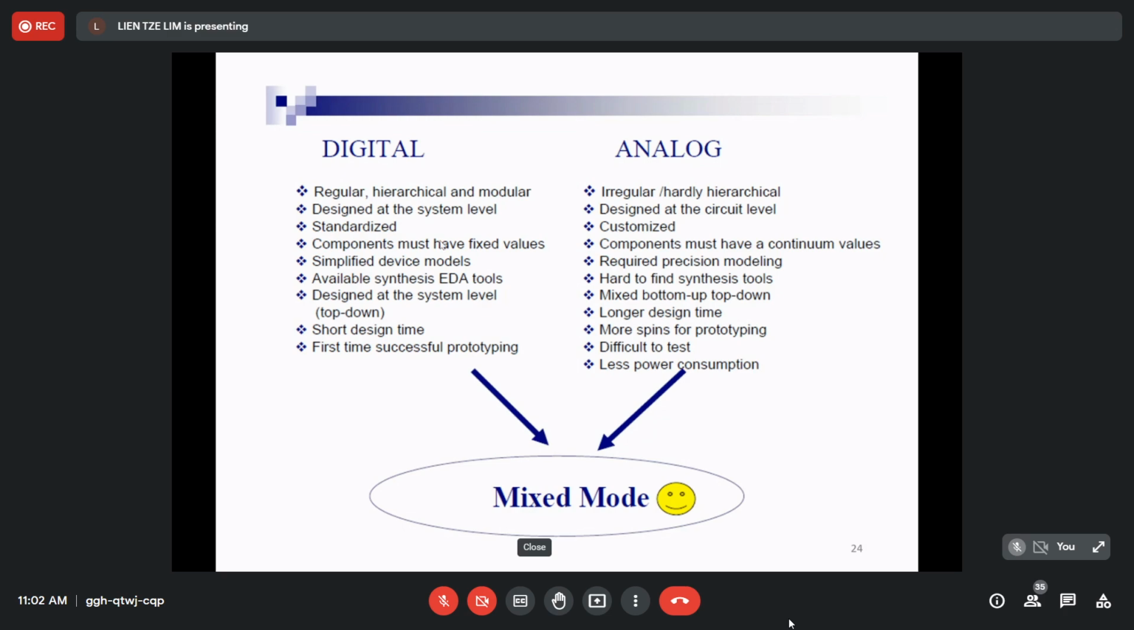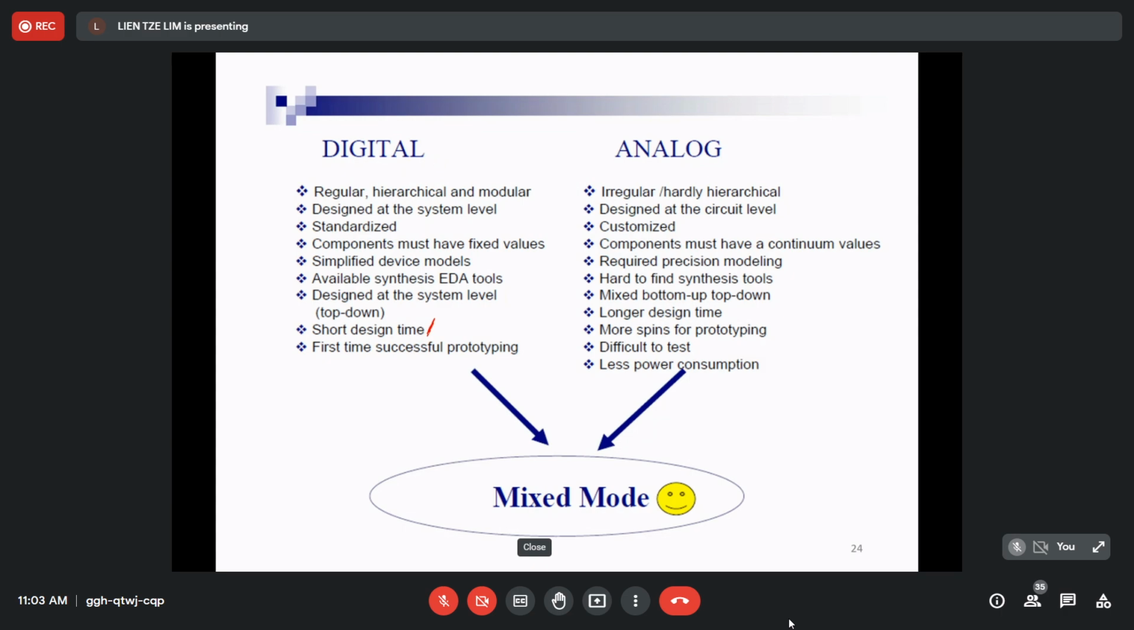Because there are some advantages. Here a few are stated, and some of the advantages are not stated here. One of them is that it is more robust to noise, meaning that the signals can be more immune to noise. And as given here, the design time of designing a digital IC is very short. This is one of the advantages.